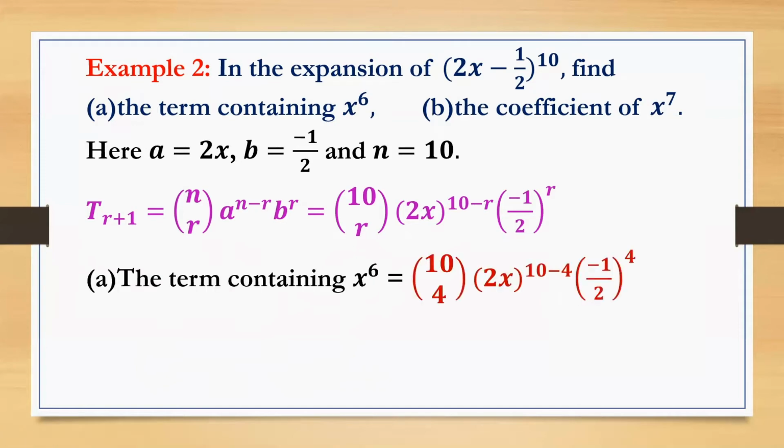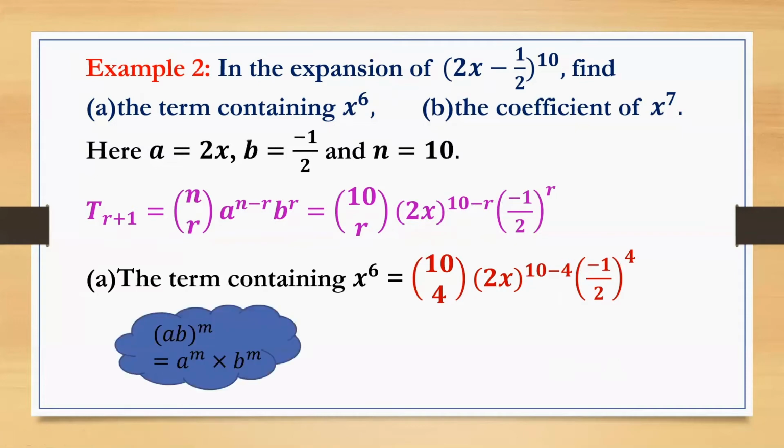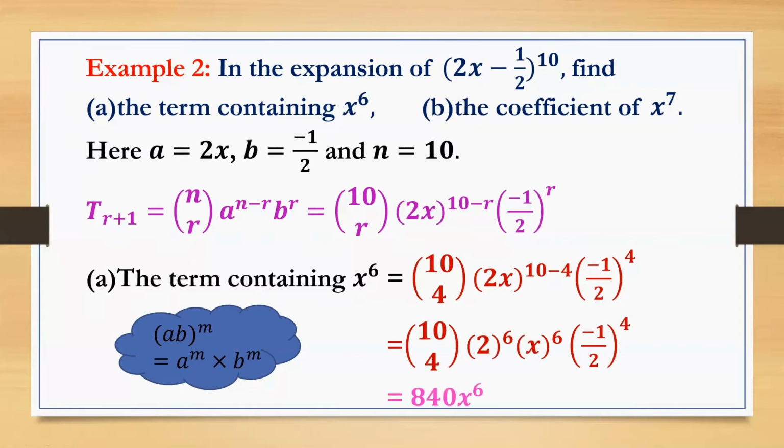Now to find the term containing x^6, this means that 10 minus r should be equal to 6, so r is going to be equal to 4. So 10C4 (2x)^(10-4) (-1/2)^4. Now we're going to use the laws of indices. Remember, (ab)^m can be written as a^m times b^m. So here, I have (2x)^6, which will be written as 2^6 times x^6. Simplifying will give me 840 x^6.